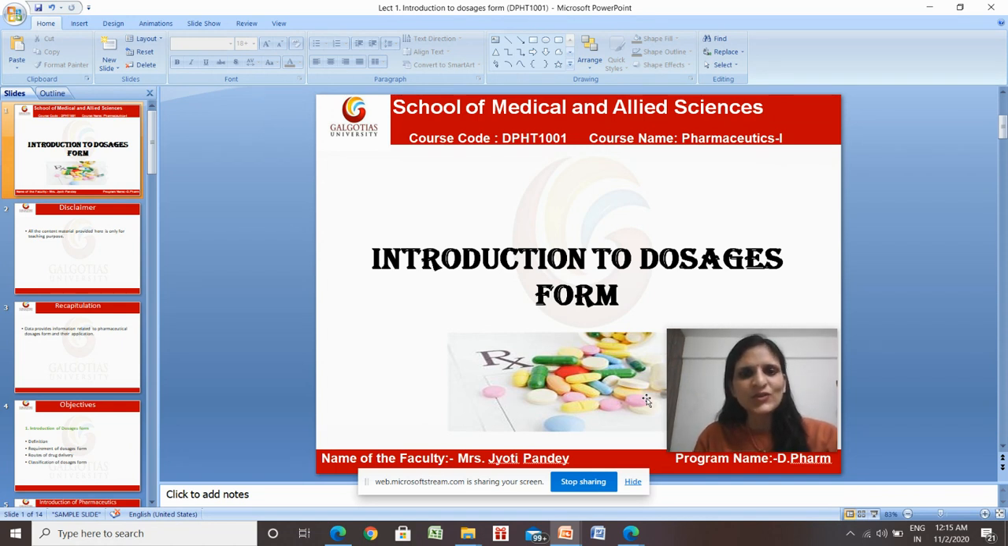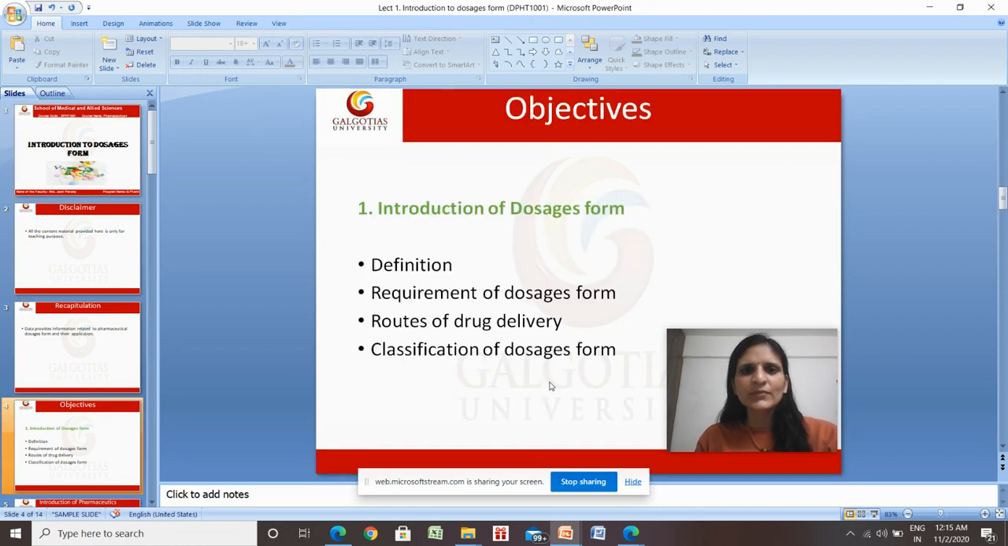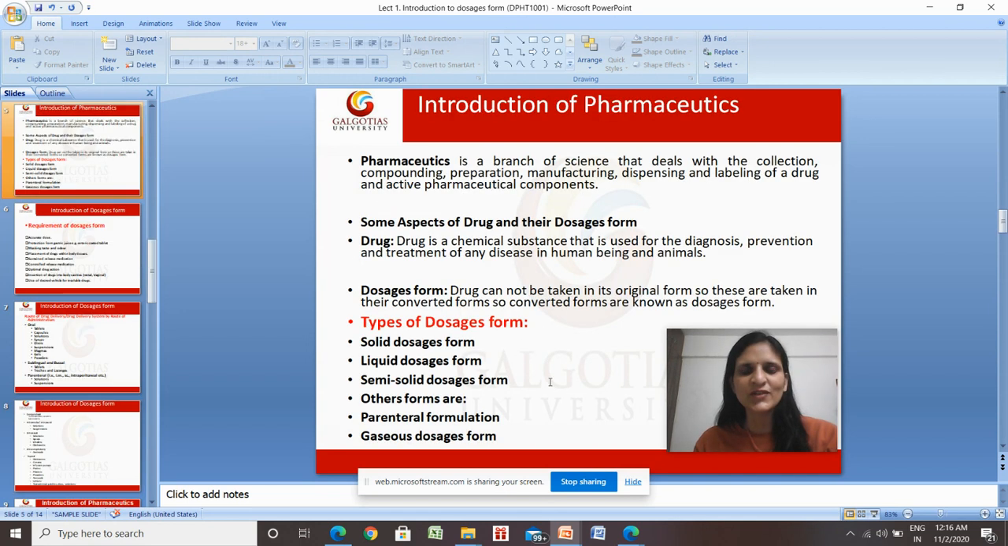So, the Unit 1 topic is Introduction about dosage form. This topic includes definition of dosage form, drug definition, and about pharmaceutics. It also includes the requirement of dosage form, that means why we need to administer the dosage form in the body, route by which we administer the drug, and different dosage form, that means its classification. So let's start with definition of subject, that is pharmaceutics.